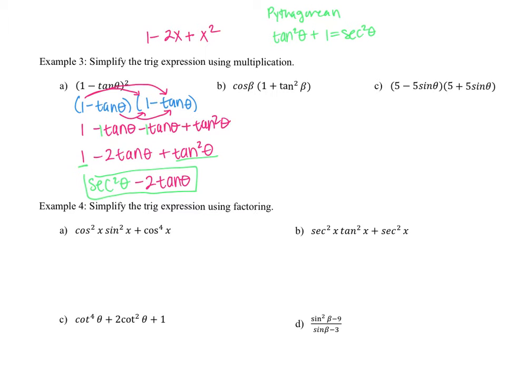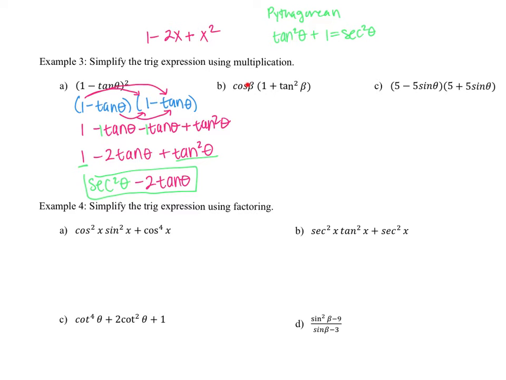So I'll leave my answer at here. Now for this one here, I have cosine beta, b. This beta here is a Greek alphabet, and they're using it to represent the angle. So just think of it as another variable. And I have 1 plus tangent squared.